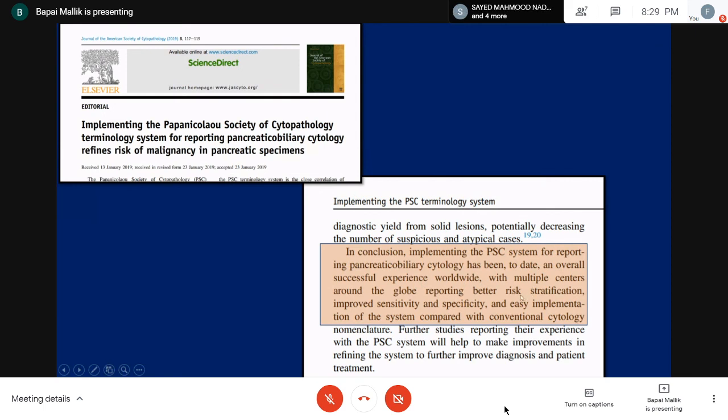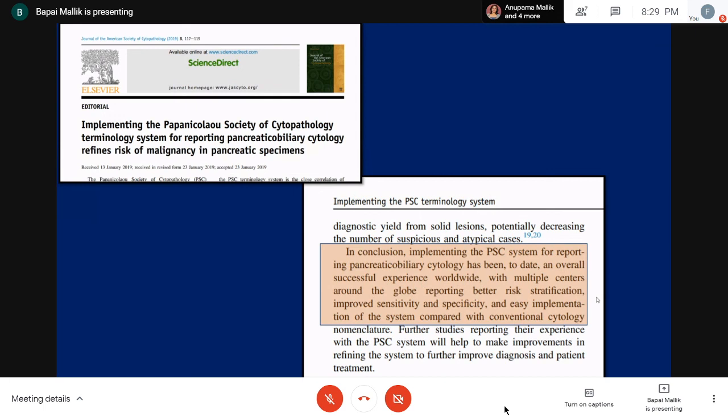That's very important, because it's all about what we are doing in cytopathology in pancreatic lesions: we are risk stratifying, improving sensitivity and specificity, and allowing easy implementation of the system compared with conventional cytology. Now, this system of course requires that for full implementation, you use fluid biochemistry whenever necessary. We need to use molecular cytopathology, and we have seen how these can enhance sensitivity and specificity.